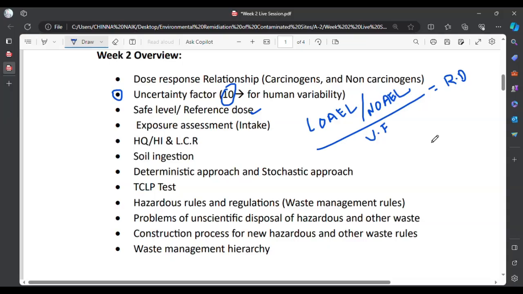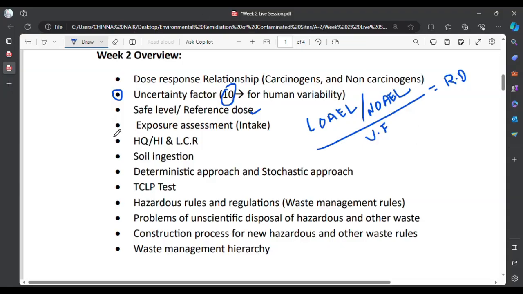So what are LOAEL and NOAEL? LOAEL is the lowest observed adverse effect level, and we get that point from the dose response curve. Similarly NOEL, no observable adverse effect level, we also get from the dose response curve. The uncertainty factors we already discussed are what we consider for calculating the safe level or reference doses.